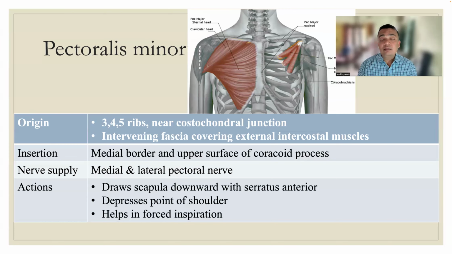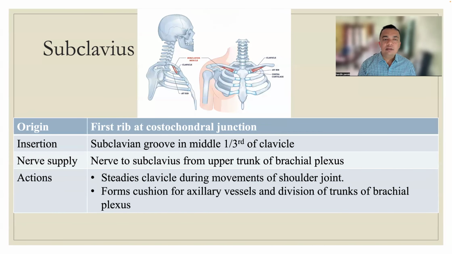The next muscle we are going to discuss is your subclavius muscle. Subclavius muscle, which is a very small muscle. By name itself, we can say that it is below the clavicle. Sub means below, clavius means clavicle. So it originates from the first rib at the costochondral junction.